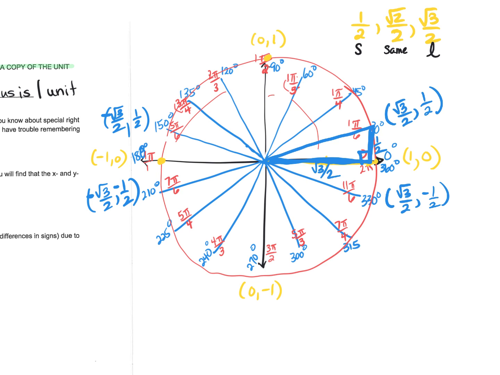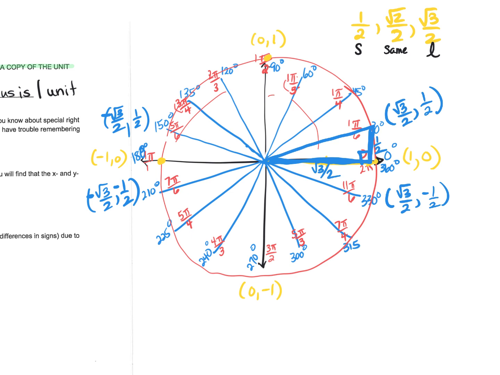Now let's look at the pi over 4s. All the pi over 4s are exactly in the middle, aren't they? Which one of those values is in the middle? Same. And think about it. These are all 45, 45, 90 triangles, aren't they? So what do you know about the 2 legs in a 45, 45 triangle? They're both the same. So guess what the x and y coordinate is for every one of these? Root 2 over 2, root 2 over 2.